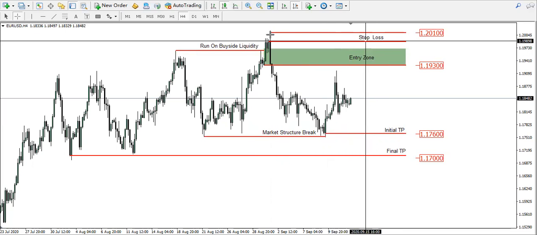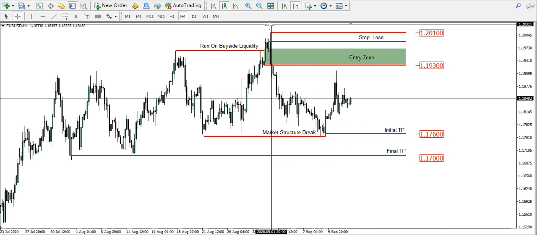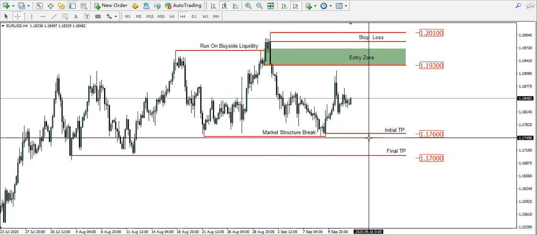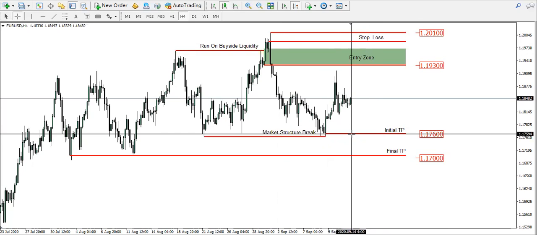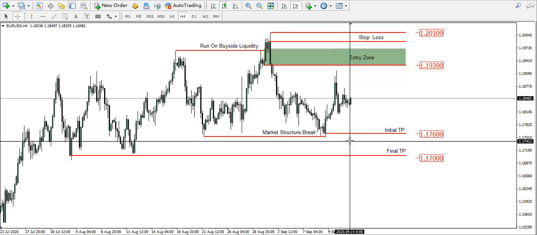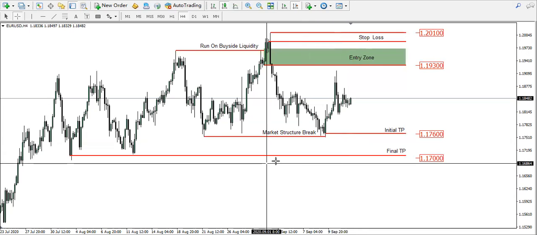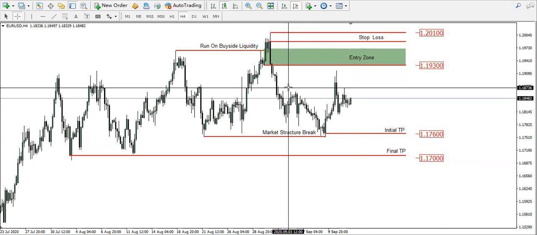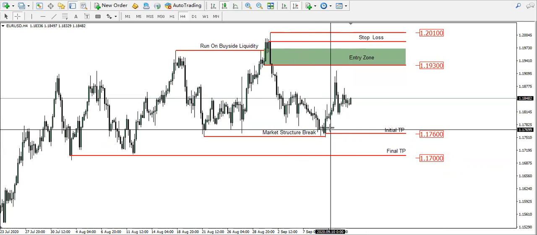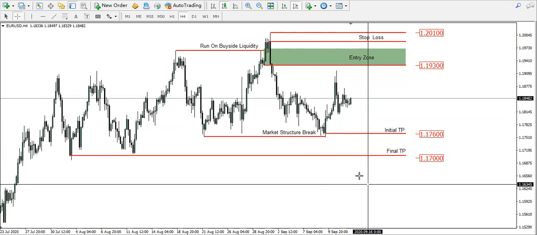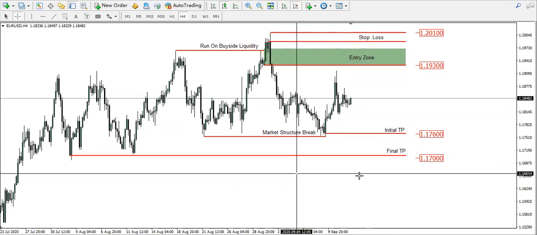In terms of my stop loss, I'm going to put my stop loss just above this swing high here, right, with my initial target going to be 1.1760, all right, and then my final target is going to be 1.1700. So with that said, I think that should do it on EURUSD.